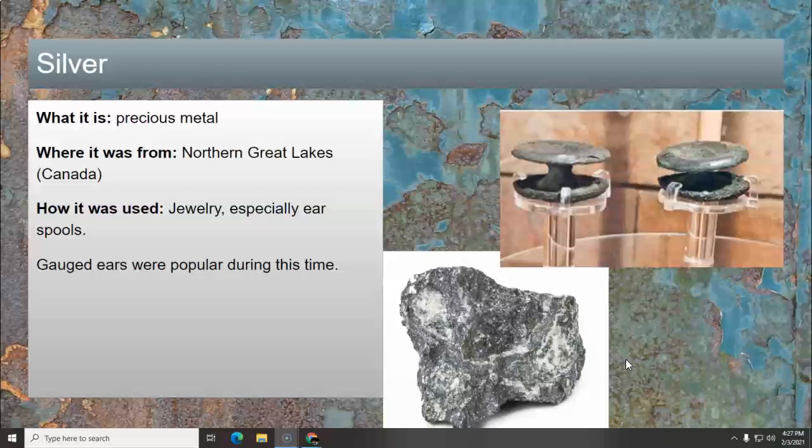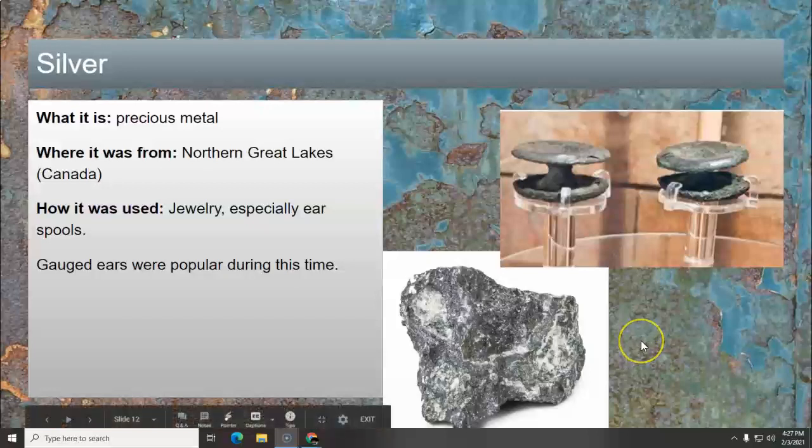Gauged ears were very popular during this time period. They found a lot of ear spools, most of which are copper. And so your ear would be pierced and then stretched, and then this would be inserted and kind of be round on both sides of it.